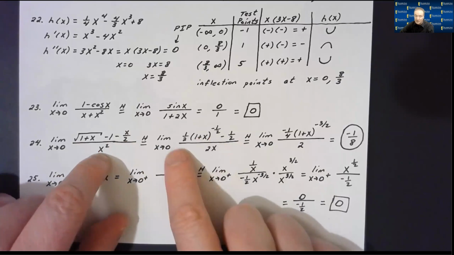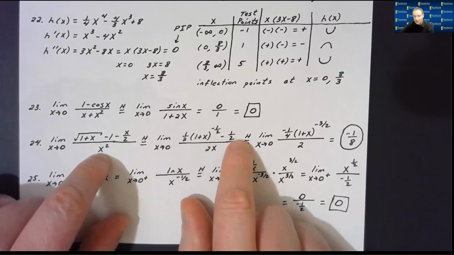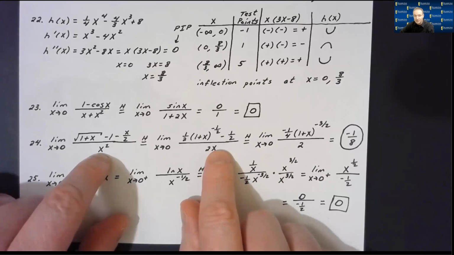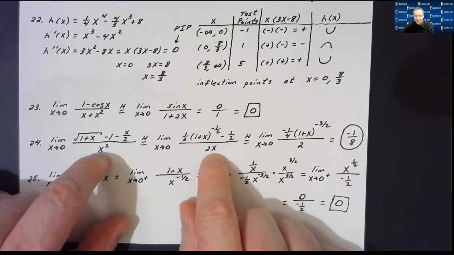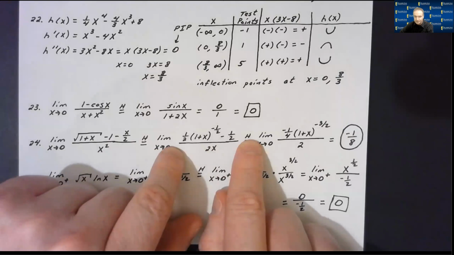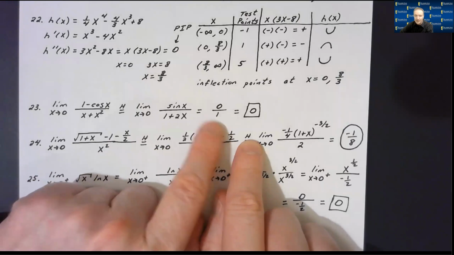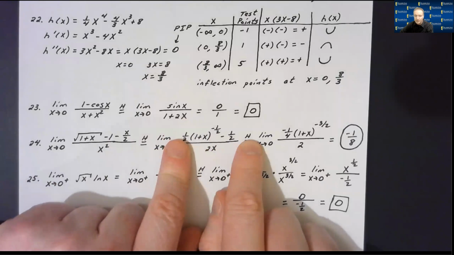Now, if I tried to plug in my x value of 0, your numerator would be 1/2 times 1 minus 1/2. That would give you a 0. Your denominator would be 2 times 0. So again, you have 0 over 0. One application of L'Hopital did not help. It's still indeterminate. Keep at it. So I use L'Hopital a second time. When I use L'Hopital a second time in my numerator, this negative 1/2 comes down, multiplies the 1/2.